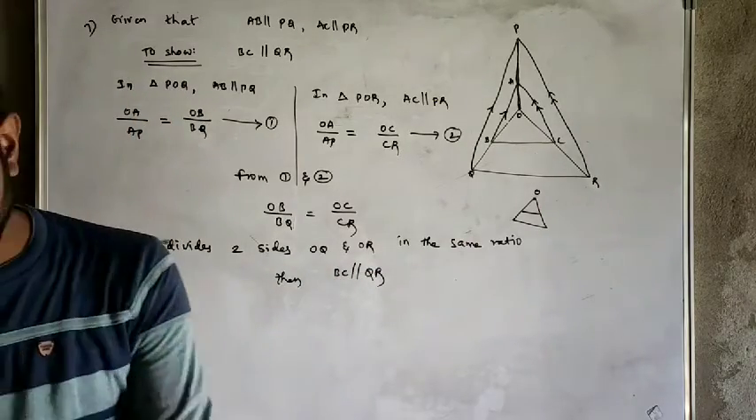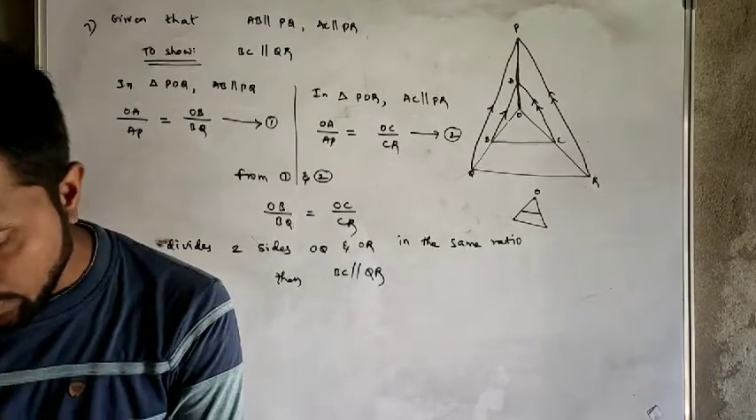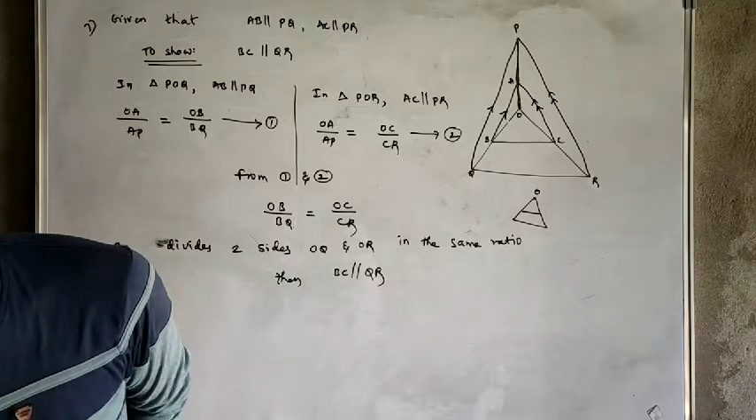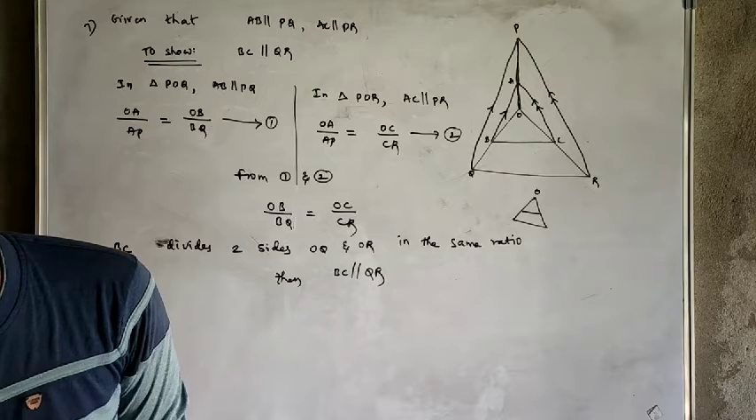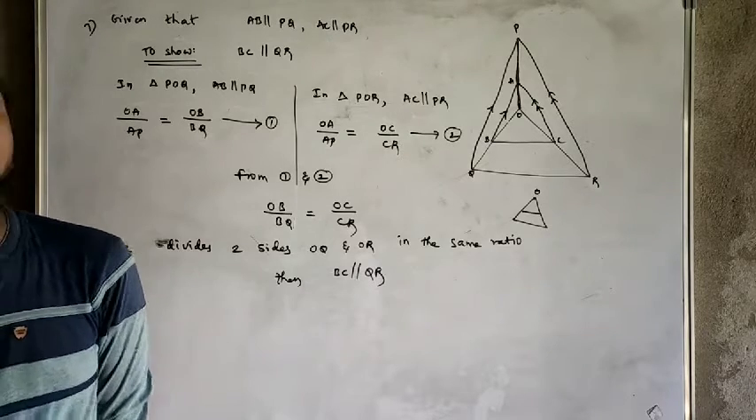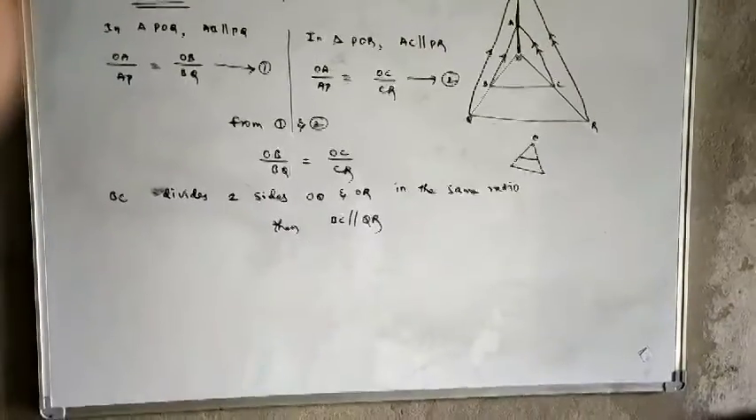Okay. And the eighth question. Eighth question is about ABCD is a trapezium and AB parallel to DC. Its diagonals intersect each other at a point O. Then prove that AO by BO is equals to CO by DO. Okay. So we'll draw the diagram now.